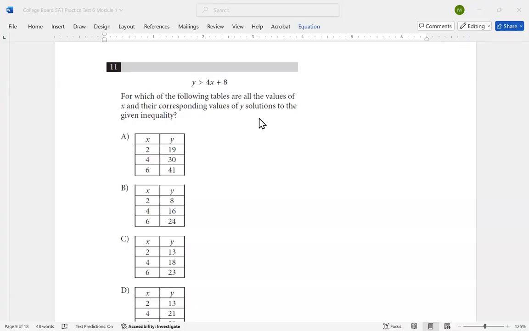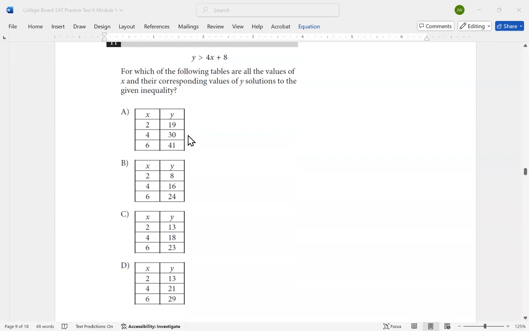Question 11. For which of the following tables are all of the values of x and their corresponding values of y solutions to the given inequality? What we're going to do is plug in values of x and y into this inequality and see whether we get a true statement or not. So we're going to have to do that for all of these, or until we hit true for every set of values in the table.